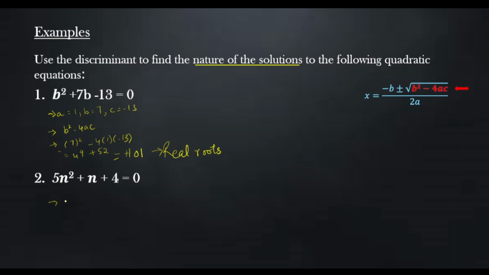Again, identify that a is 5, b is 1, and c is 4. This is a, b, and c. Then put the formula b square minus 4ac and substitute the values. 1 square minus 4, the value of a is 5 and c is 4. We will get 1 minus 4 times 5, 20. 20 into 4, we have 80, which will give us minus 79.